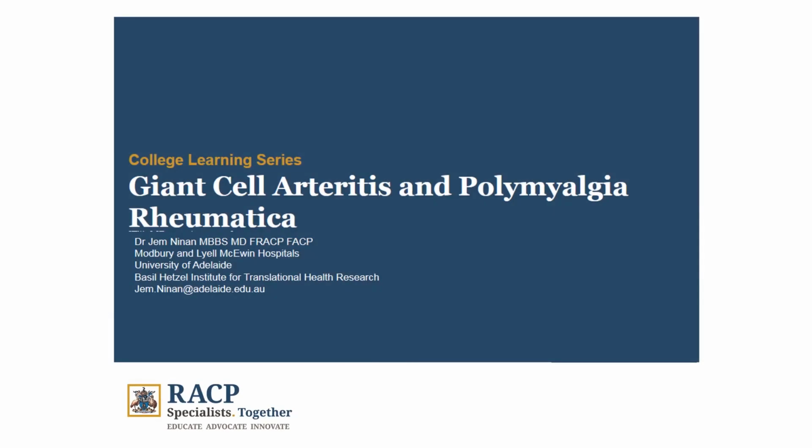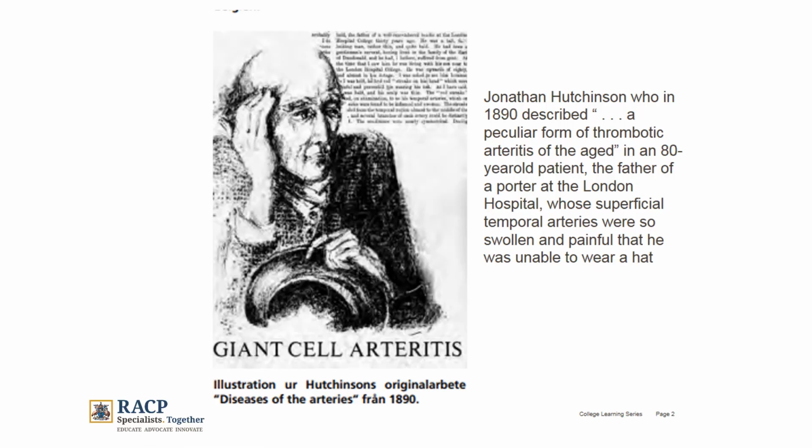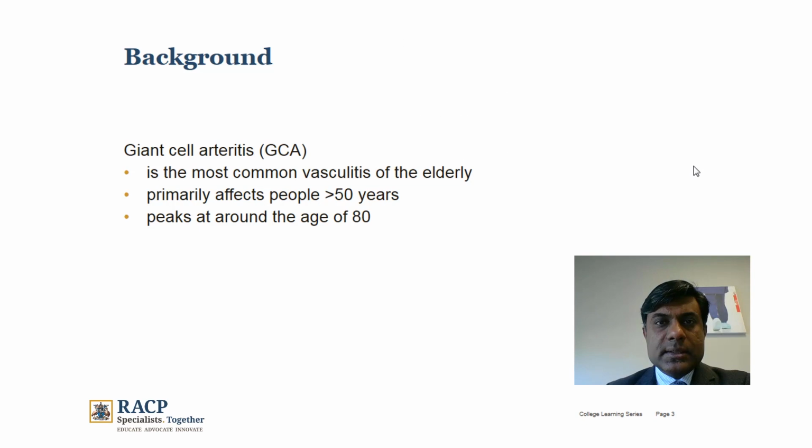I'm a rheumatologist from Adelaide, and today I'm going to be discussing giant cell arteritis and polymyalgia rheumatica. Some historical background. Giant cell arteritis was described as early as 1890 by Jonathan Hutchinson. Giant cell arteritis is the most common primary vasculitis of the elderly.